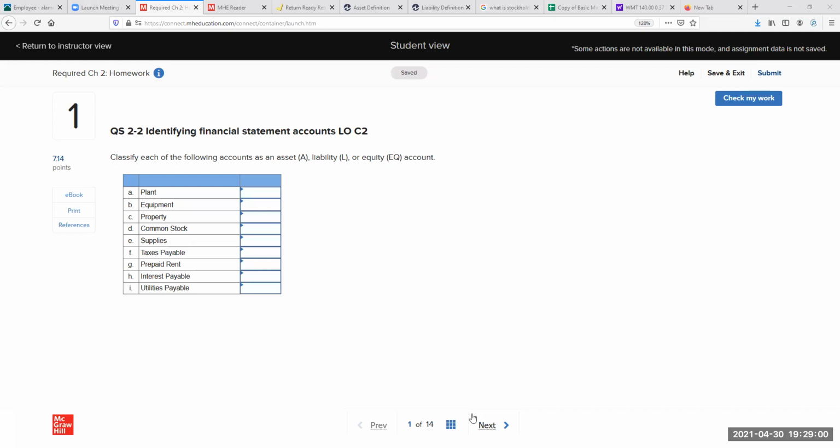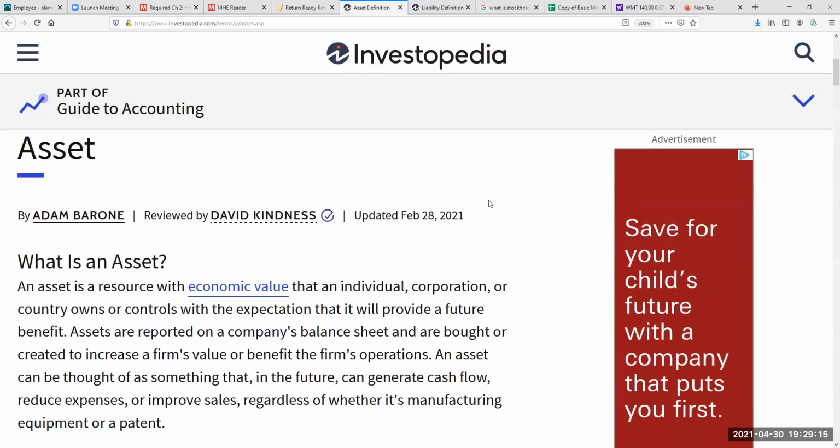We're going to work on Chapter 2 homework. Classify each of the following as an asset, a liability, or an equity. Now, what is an asset? What's a liability? So here's a definition. An asset is a resource that an individual, corporation, or country owns or controls with expectation to provide a future benefit. So assets are reported on a company's balance sheet and are bought or created to increase a firm's value.